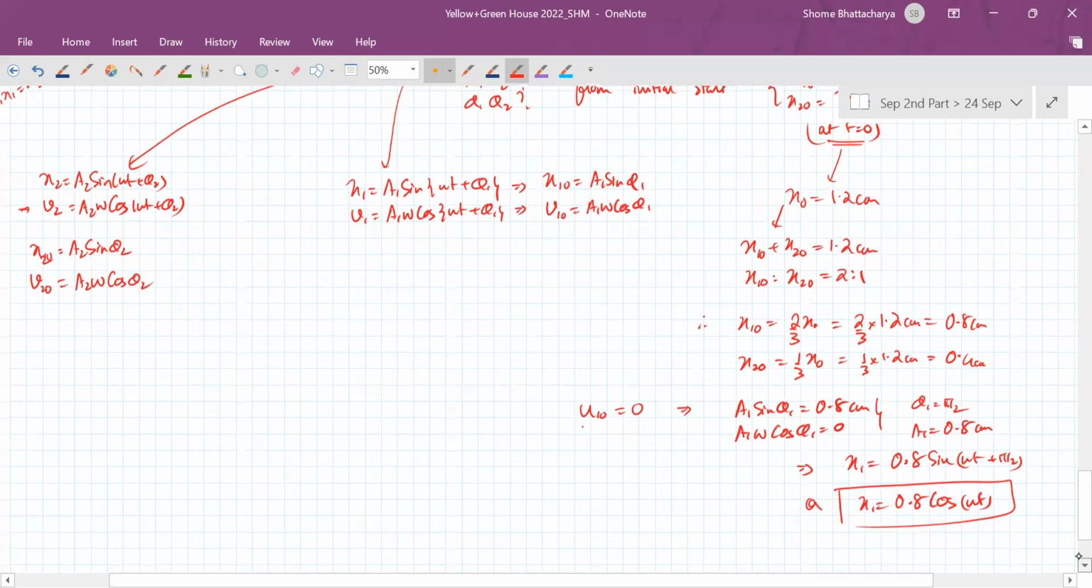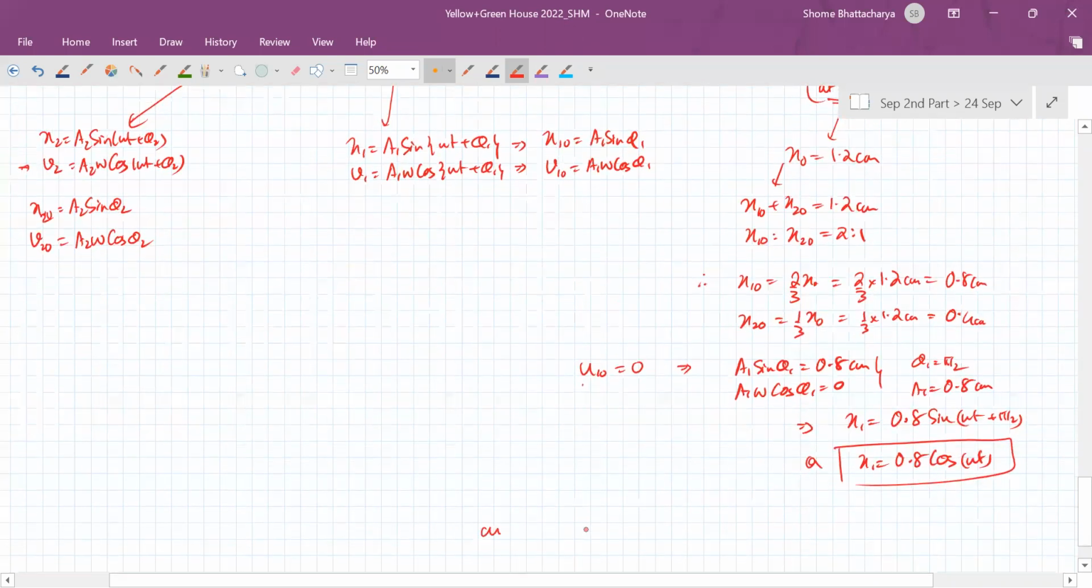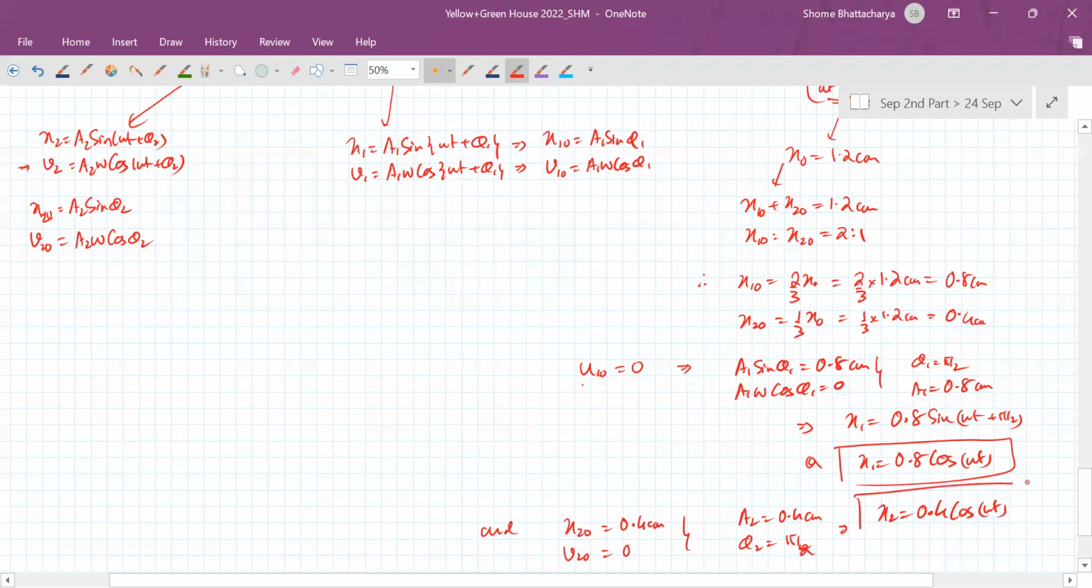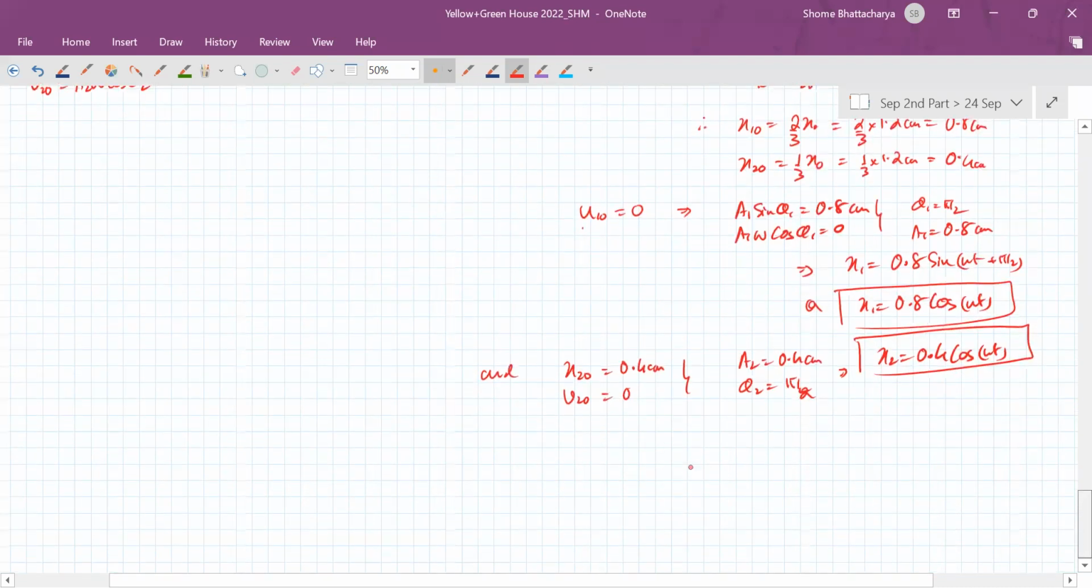Okay. And similarly, this is also pi by 2. So x2 as a function of time will become 0.4 cos omega t. And from that we can see that the extension of the spring at any time is x1 plus x2. So it is 1.2 cos omega t.